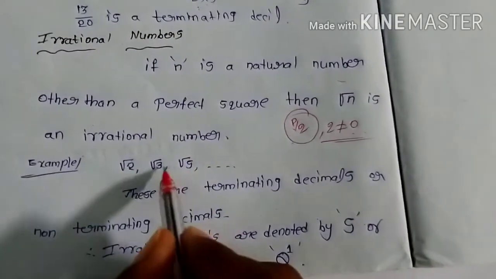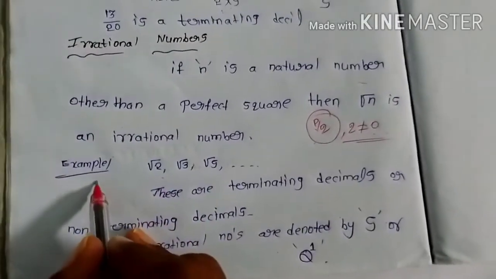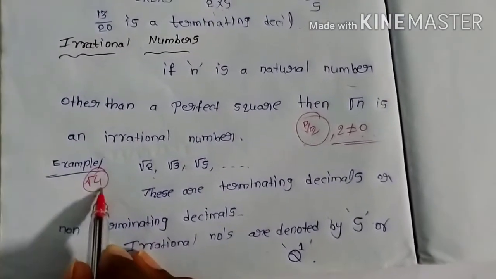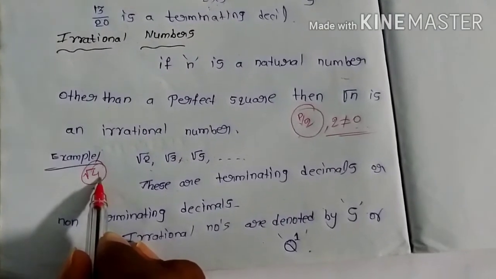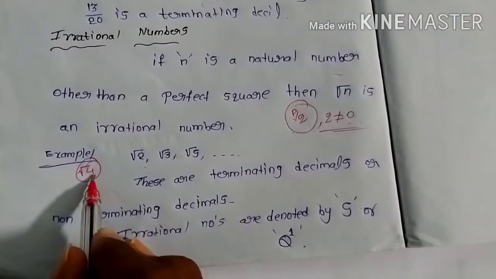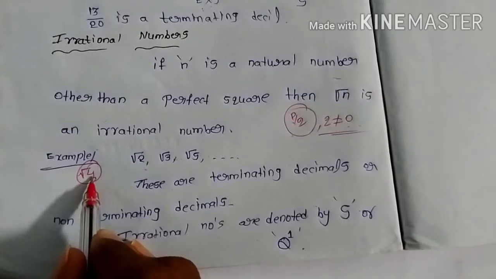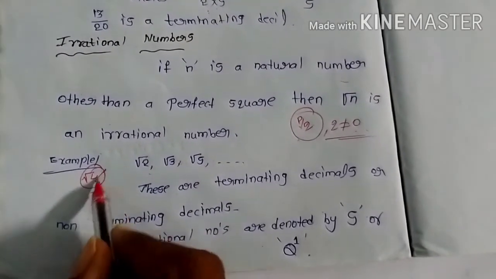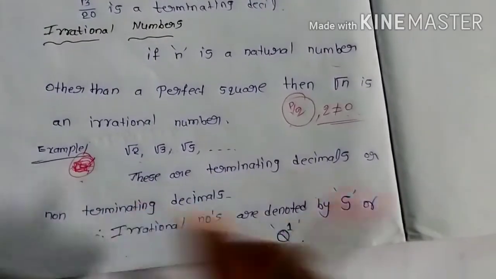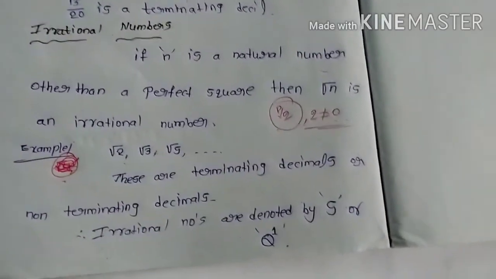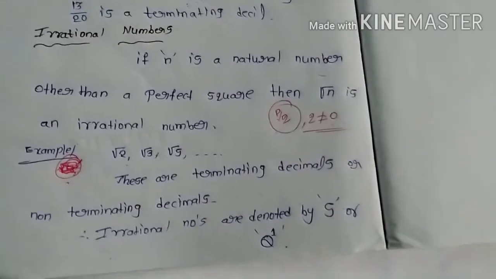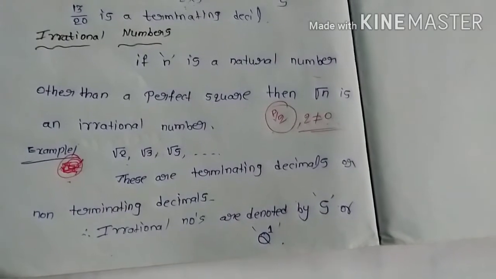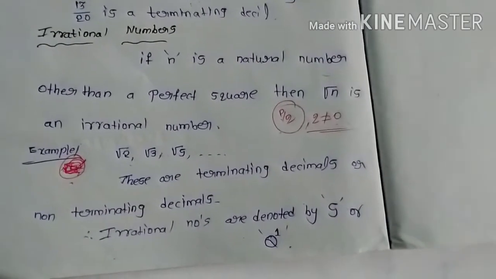For example, if I am taking root 4 here, is root 4 an irrational number? It's not an irrational number. Why? Because 4 is a perfect square. Yes, 4 can be written as 2 square. 2 square is 4 or not? So, root 4 is not an irrational number. So, don't take that. That is why I mentioned here root 2, root 3, root 5, root 6, root 7, and you can take non-perfect square numbers.